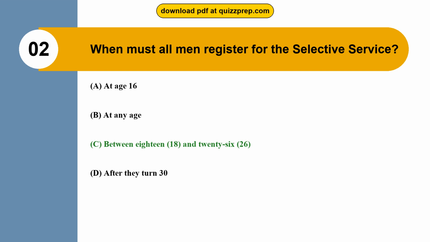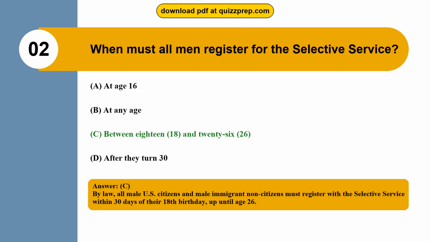The correct answer is option C. Between 18 and 26. By law, all male U.S. citizens and male immigrant non-citizens must register with the Selective Service within 30 days of their 18th birthday, up until age 26.